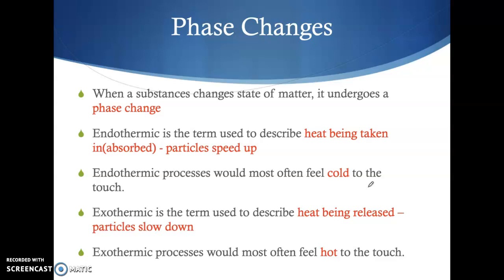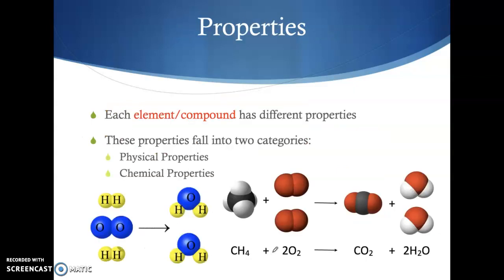So phase changes. This is when a substance undergoes a phase change, or changes its state of matter. Again, pause here if you need to. In order for that to happen, we either have to absorb energy or release energy. Absorbing is endo. Note it has an N like in, and exo, like out, is the release of energy. Now, oftentimes endothermic reactions feel cold to the touch because they're absorbing energy from your hand, and exothermic feel hot because energy is going into your hand. So those are often common phase changes. Again, pause here if you need, otherwise I'm going to move on.